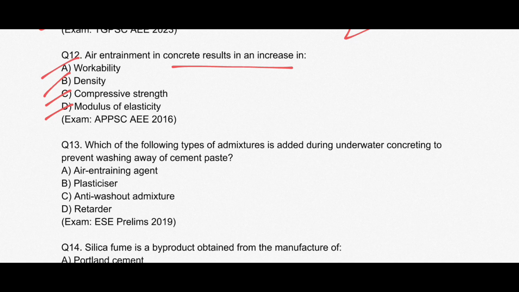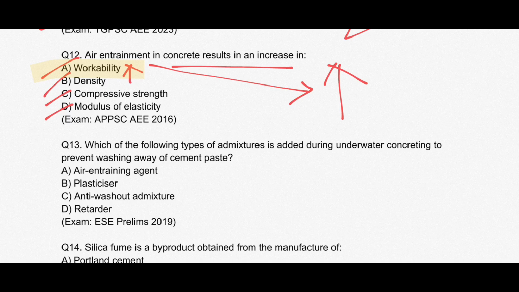మనకి Air-Entraining agent యాడ్ చేయడం వల్ల ఏమైందంటే కాంక్రీట్ లో పోరస్ నేచర్ అనేది ఇంక్రీజ్ అవుతుంది. Because of that మనకి వర్కబిలిటీ అనేది ఇంక్రీజ్ అవుతుంది. So option A is the correct answer. డెన్సిటీ అనేది పెరగదు, డెన్సిటీ అనేది తగ్గుతుంది. కంప్రెసివ్ స్ట్రెంత్ కూడా అదంతా కాదు, only workability అనేది ఇంక్రీజ్ అవుతుంది because of the Air-Entraining agents. Air-Entraining agents కూడా in order to increase the workability కోసం యూజ్ చేస్తారు.